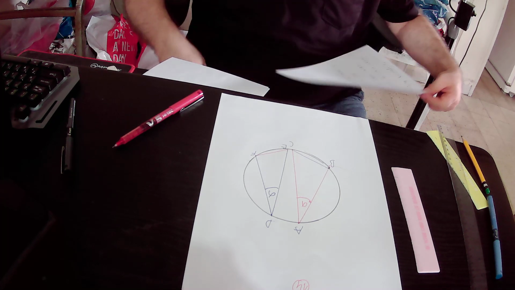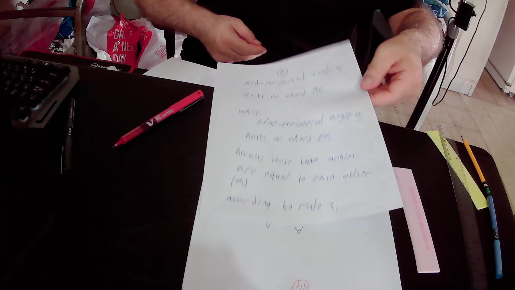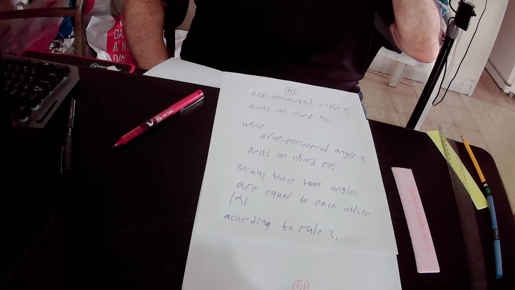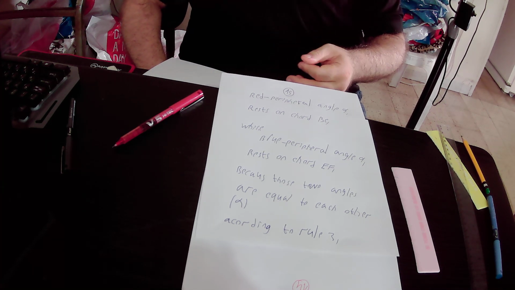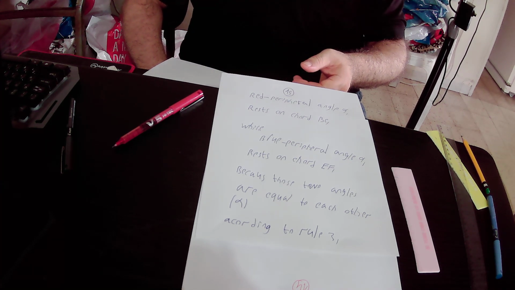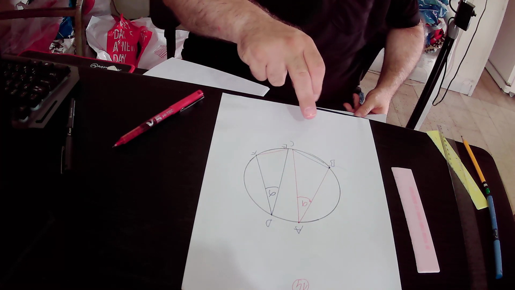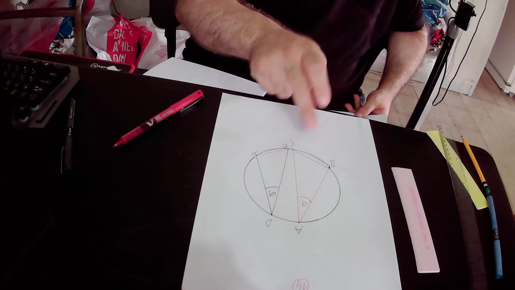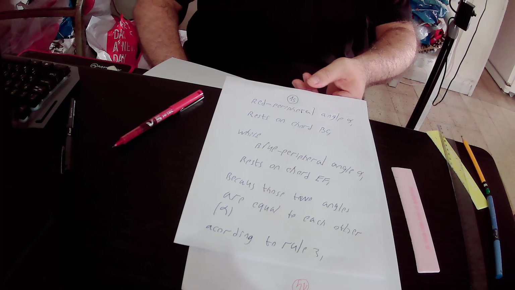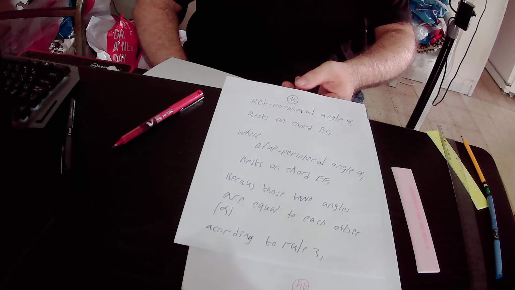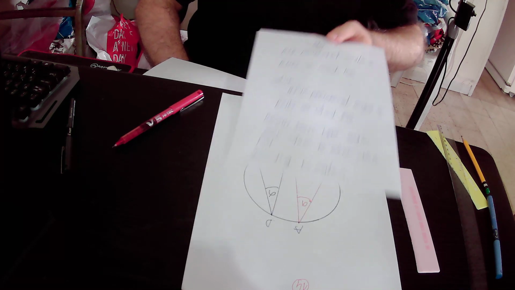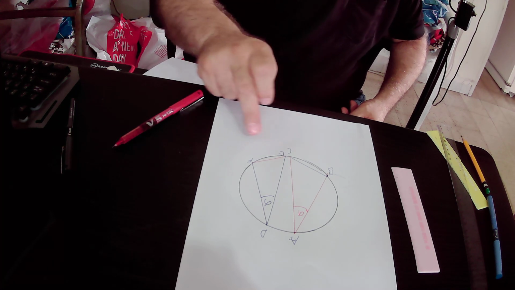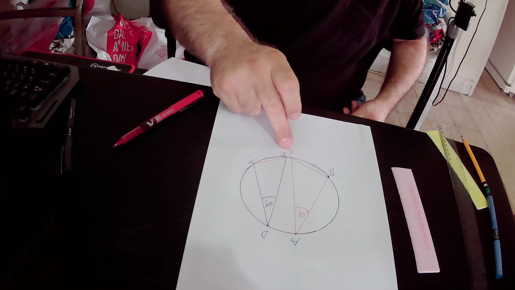So I read again the things that I wrote. The red peripheral angle alpha rests on chord BC, and the blue peripheral angle alpha rests on chord EF.